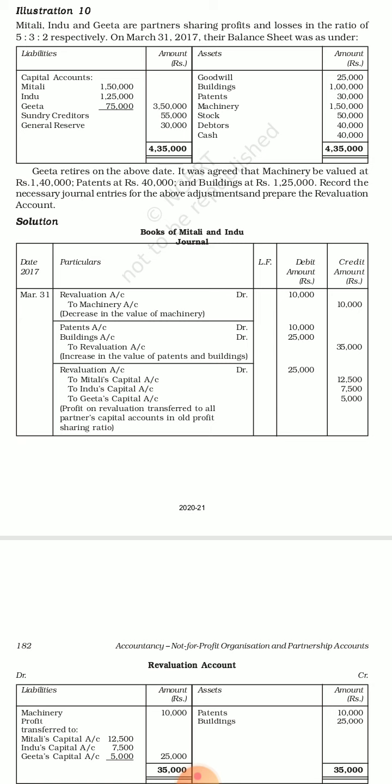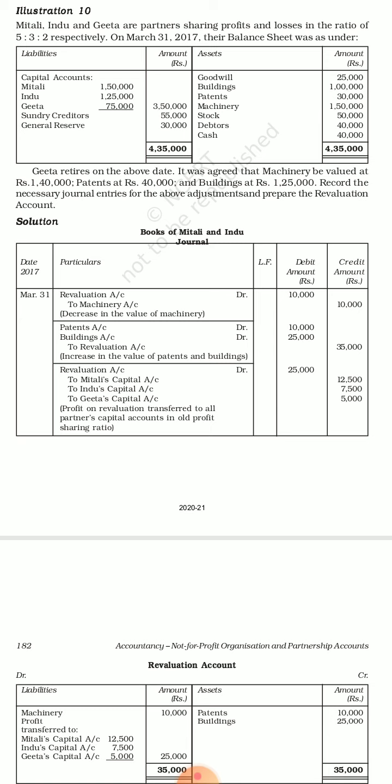So the value is increased or decreased? Decreased. Decrease in the value of asset is a loss. So revaluation account will be debited. So that is what I said before. Revaluation account is a nominal account. All the expenses and losses are to be debited and incomes and gains are to be credited. So here the value of machinery is decreased to 1,40,000. So it is a loss and revaluation account will be debited.